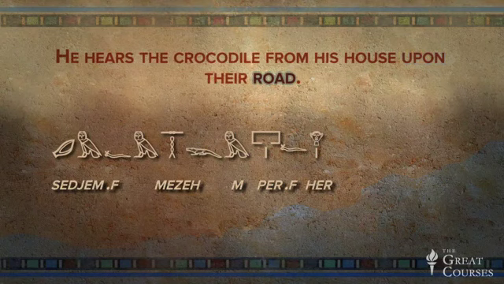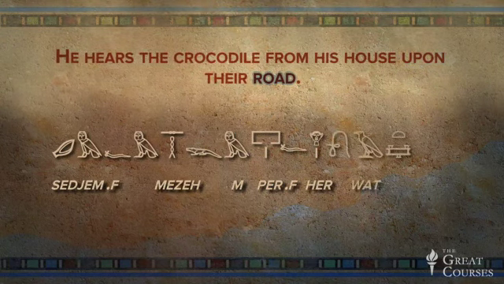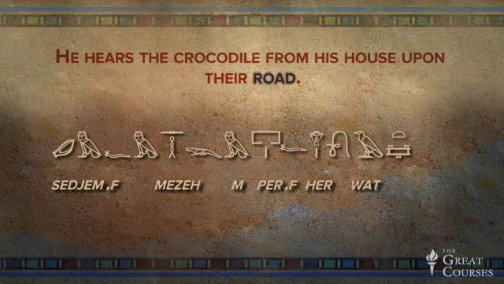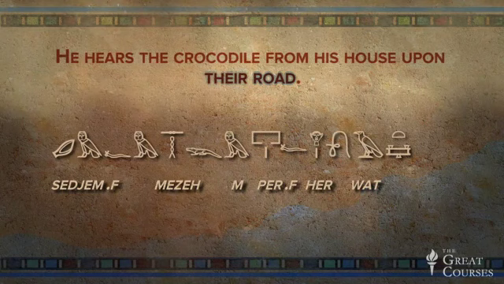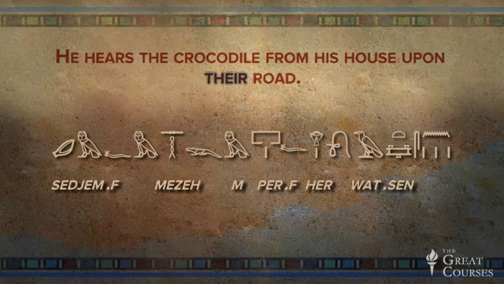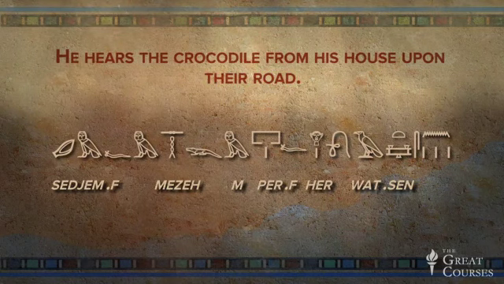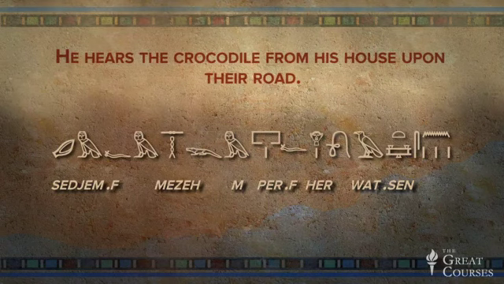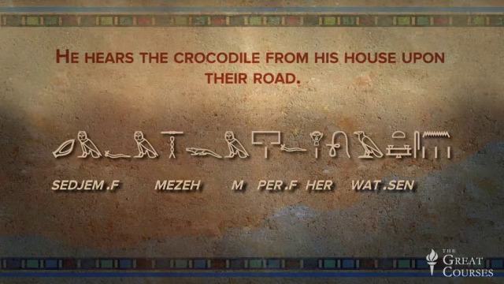How about road? Yes, it's a word with a wa biliteral, and it's feminine with a T, so it's pronounced wat. It's their road, so we'll add the folded cloth, water sign, and the 3 strokes for there. You did it. That's our last suffix pronoun sentence. He hears the crocodile from his house upon their road. That would be pronounced something like sejem F, meze M, per F, her, wat, sen. It's a mouthful, but it's good.